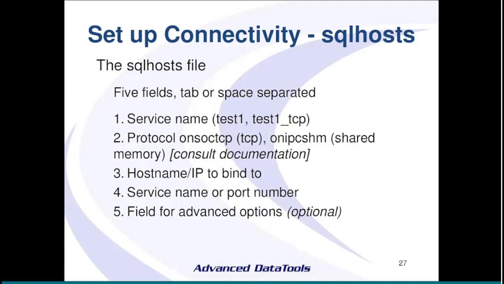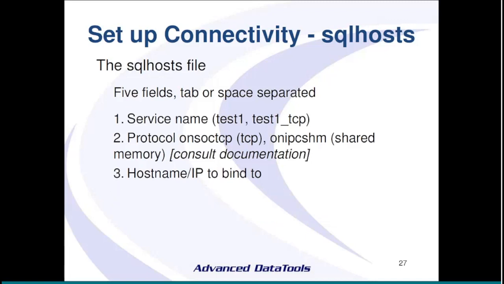The third one is either your host name or the IP to bind to. So you can give it a specific interface you want to actually connect to by IP. So you can have multiple listeners on multiple IPs if you want to. And the fourth one is the service name or the port number. The fifth field is for a number of advanced options. I'm not going to go into that. There's lots of documentation out there about it. But the first 4 are the only ones you really need.